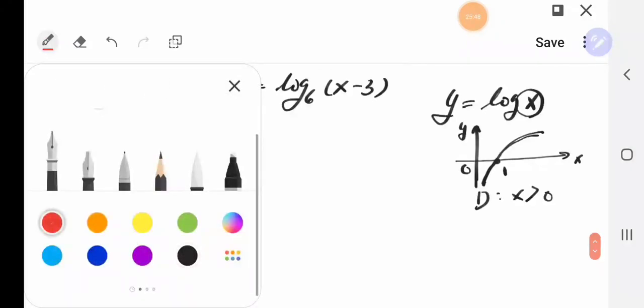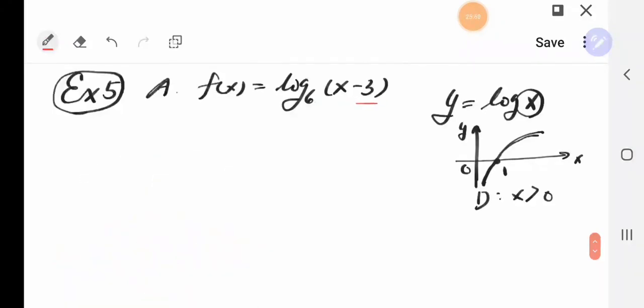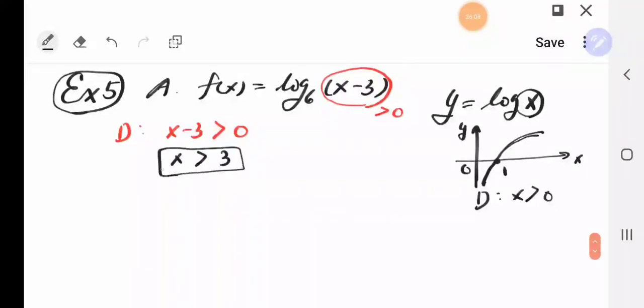So for the domain of this one, the domain comes from x minus 3, which must be greater than 0. And then solve for x. So plus 3 on each side, so that x is greater than 3. So this is the domain.